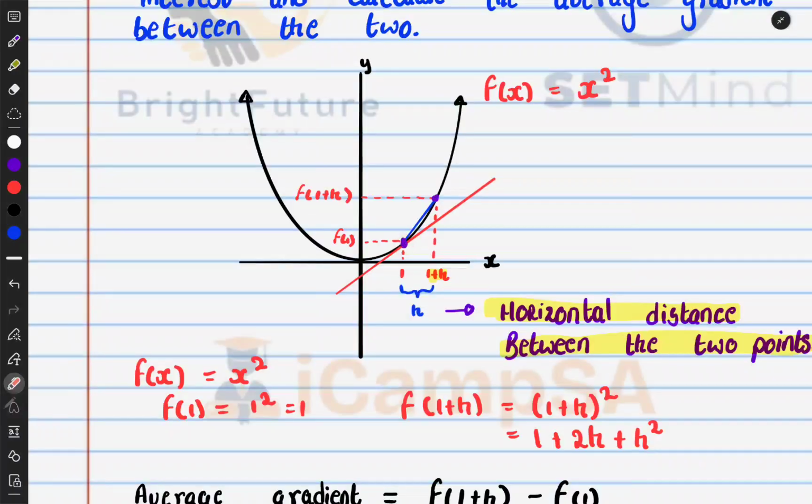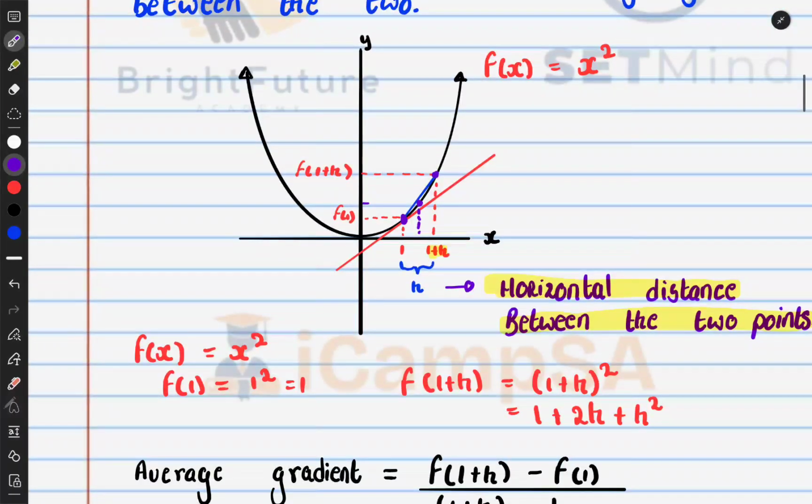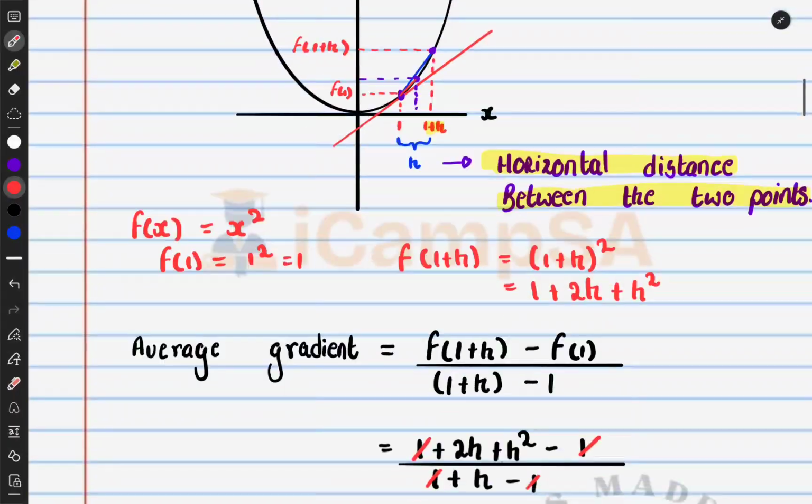Let's say, for instance, we were to cut the h in half here. That means the new point will now be here on the curve if we were to cut the h distance in half. So this will be our line now, that will be our line between the 2 points. We'll use those points to calculate the average gradient.